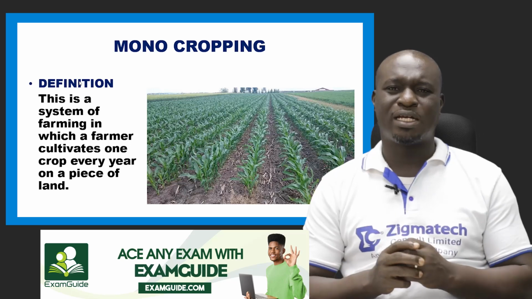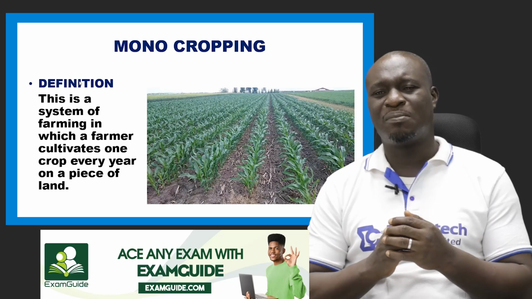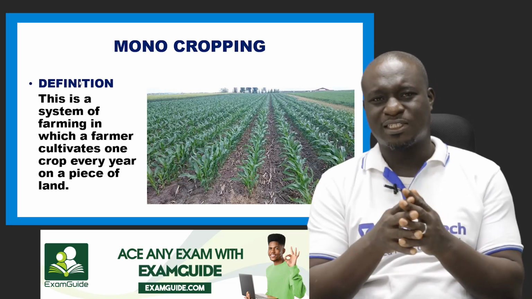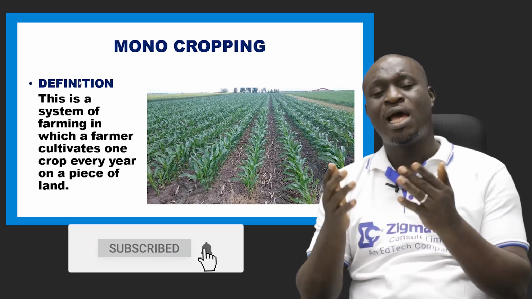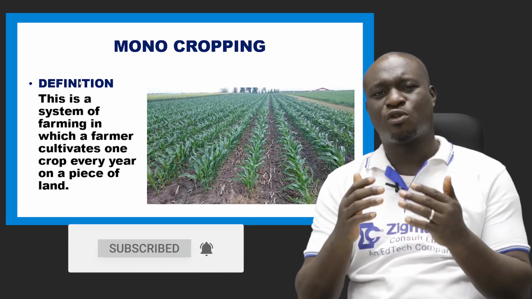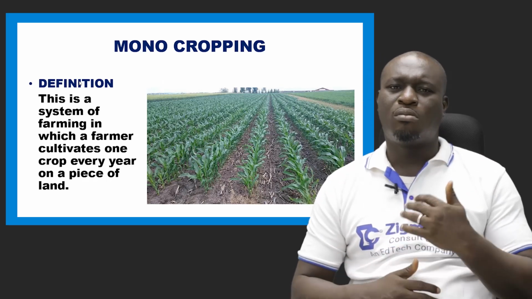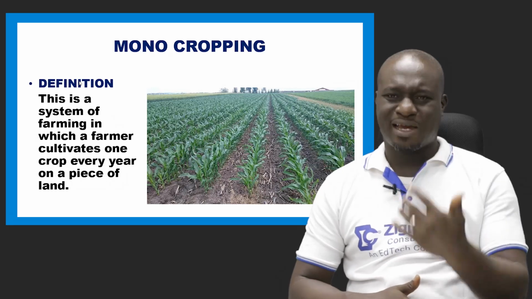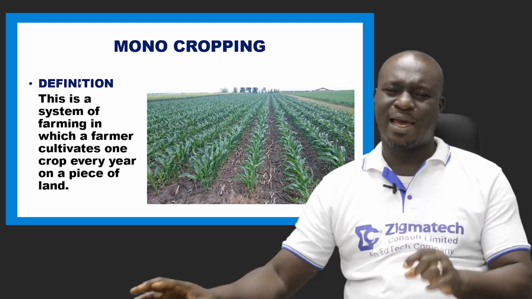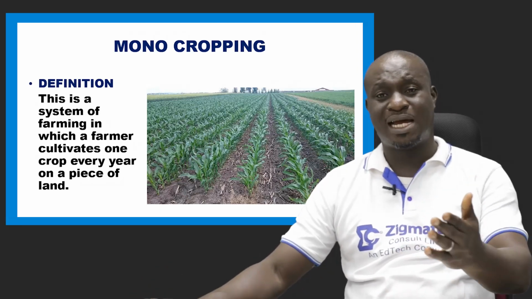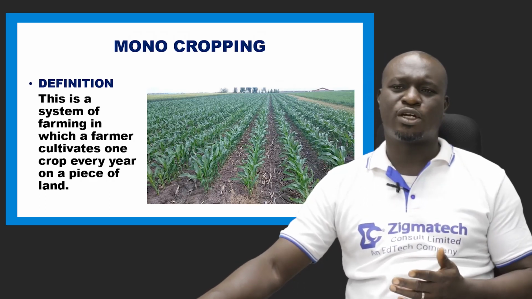Now, this monocropping, actually, it is not one of the best types of farming practices. It has so many disadvantages and it also has its own advantages, but much of it is more of disadvantages. Now let's take a look at the effect it has on the ecosystem, which has to do with the farmland, and also how it affects the farmer at large.